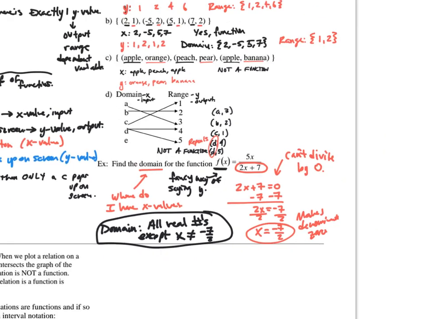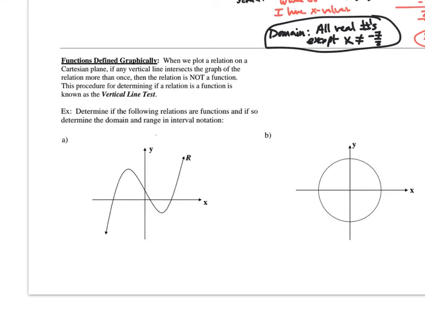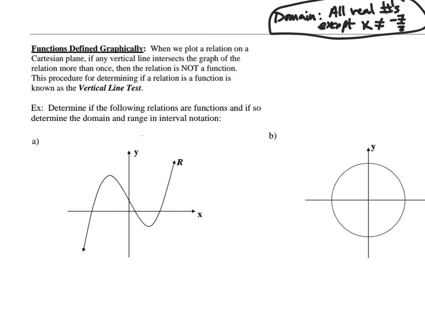All right, let's talk about what this looks like graphically. Defining a function graphically, we can look at a graph and say, for every x, do we have exactly one y? The way we do that is by the vertical line test. What you'd want to do is take your pencil and create some sort of vertical line, and move it all the way across this function.